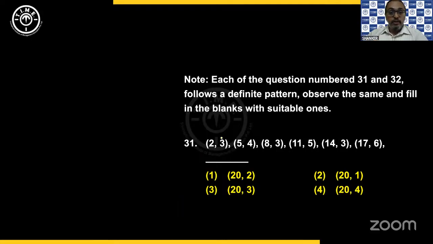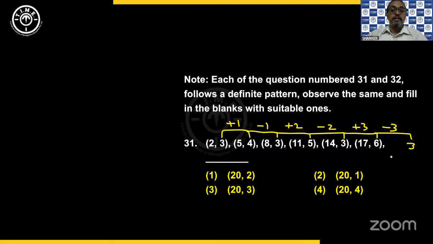So if I only look at the second numbers, what do you see in these second numbers? I can see this is +1, again -1, here +2, -2, now +3. So what should be the next? -3. So what is 6 minus 3? 3. So now I have my answer, which is available to us in the third option. If you have an option 'none of these', then check the first one also. But here, no need. All the options have 20.